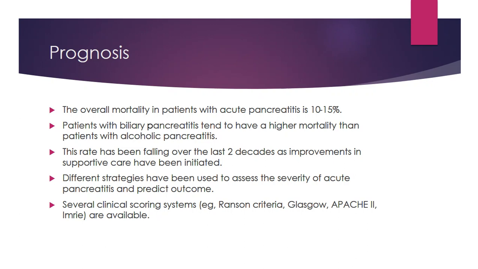Different strategies have been used to assess the severity of acute pancreatitis and predict outcome. Several clinical scoring systems, for example Ransom criteria, Glasgow, and IMRI, are available. The APACHE II scoring system, though cumbersome, appears to be the best validated. Biological markers also have been used for this purpose. Genetic markers are being studied and have not yet come into clinical use.